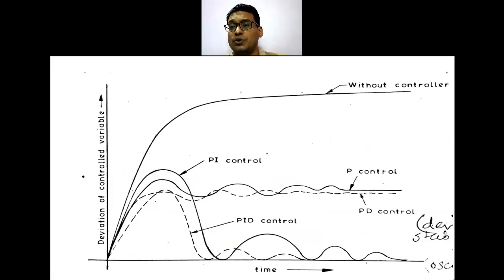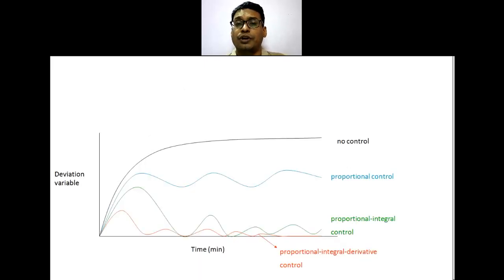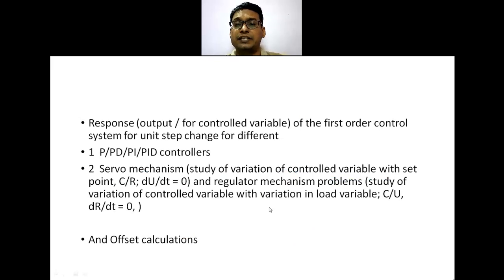So this is also the same graph. This incorporates the PD controller. We are trying to analyze or understand the behavior of this graph by considering the mathematical aspects, that is, the variation with respect to time, as well as we are trying to study the servo mechanism problem and the regulator mechanism problem.